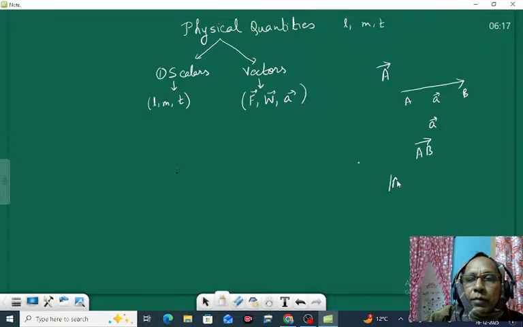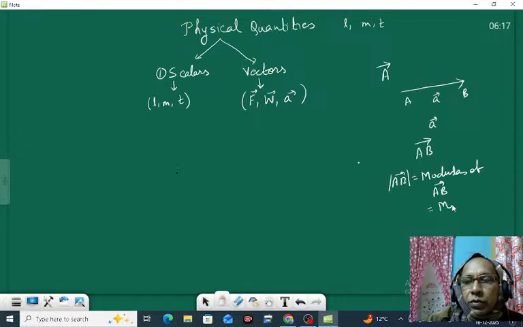Suppose this is vector AB. This is the modulus of vector AB. What does modulus mean? Magnitude. Modulus of vector AB means we can find the magnitude of this vector, right?